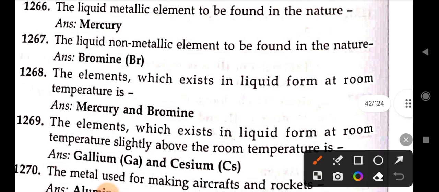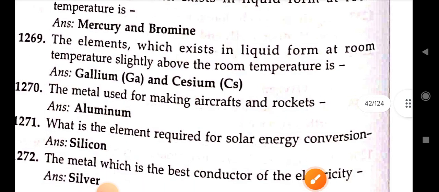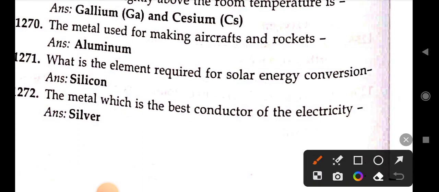Next, the liquid metallic element found in nature, mercury. The liquid non-metallic element found in nature, bromine, Br. The elements which exist in liquid form at room temperature, mercury and bromine. Next, the elements which exist in liquid form slightly above room temperature are gallium Ga and cesium Cs. Next, the metal used for making aircraft and rockets, aluminium.